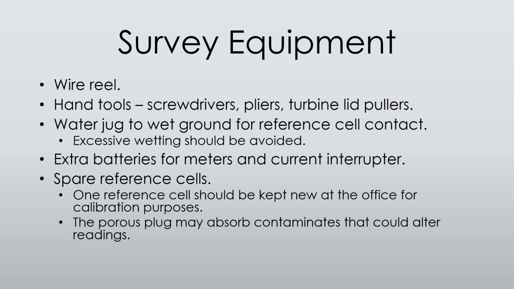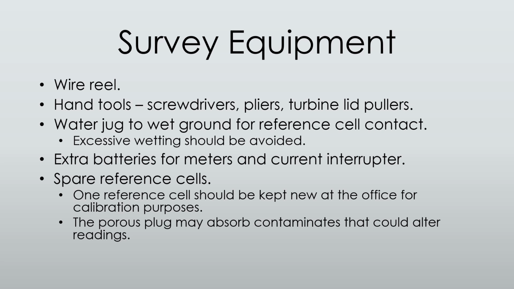Water jug for your reference cell. Sometimes you're going to have dry pea gravel, dry soil. You could have sand backfill depending on the area that you're in. You want to wet the surface to avoid a high contact resistance that can introduce an error. Again, another reason why you need that 10 mega ohm rating on your multimeter to prevent measurement error.